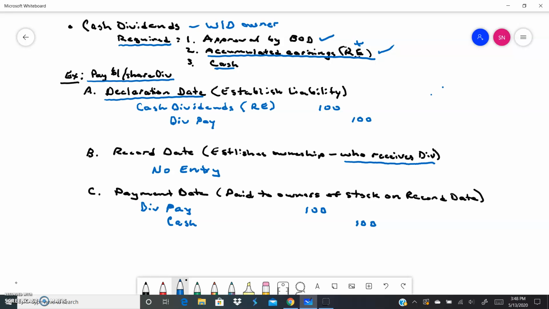By the way, I think the one critical thing to note is that the payment of cash dividends, the amount of dividends that we're going to calculate, is based upon the shares outstanding. So shares outstanding in the marketplace. And we'll come back to that later.